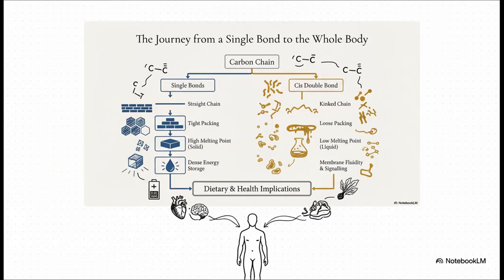So let's just take a step back and look at this incredible chain of events. It all starts with one tiny difference, a single versus a double bond. That dictates the molecule's shape. The shape determines how the molecules pack together. The packing determines whether it's a solid or a liquid. That physical state gives it a specific biological job, and ultimately all of that has a direct impact on our health. It's an amazing cascade.